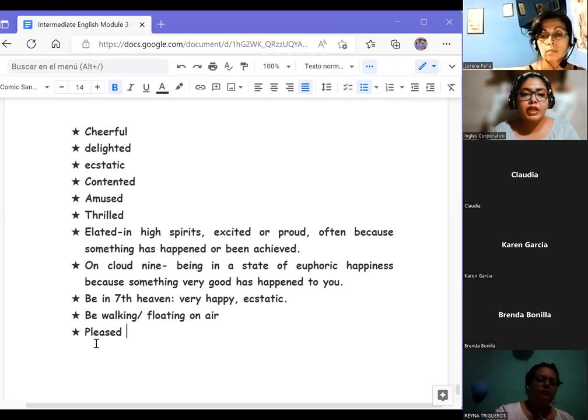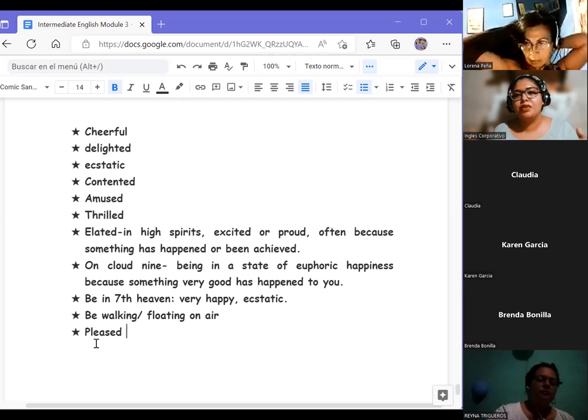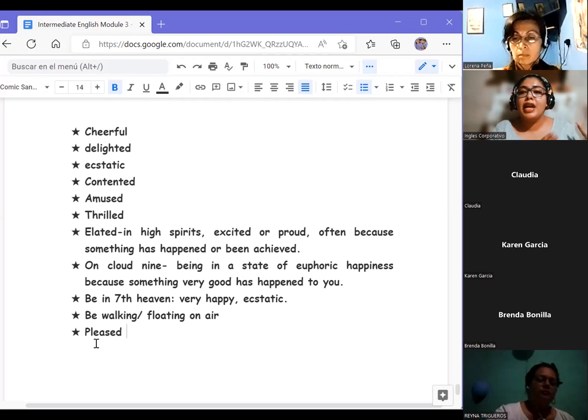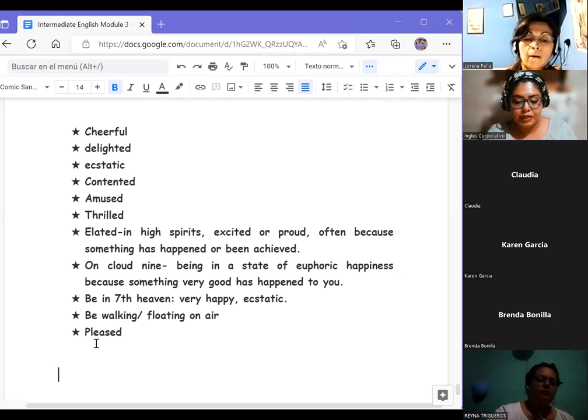Now we are going to change from happy to sad. We are going to change our feelings. We were feeling very happy, and now we are going to feel kind of sad, because we are going to talk about the word sad and the synonyms that we have for that word. Tell me, I have a question. Ecstatic, what is the meaning in Spanish? Ecstatic, the number three.